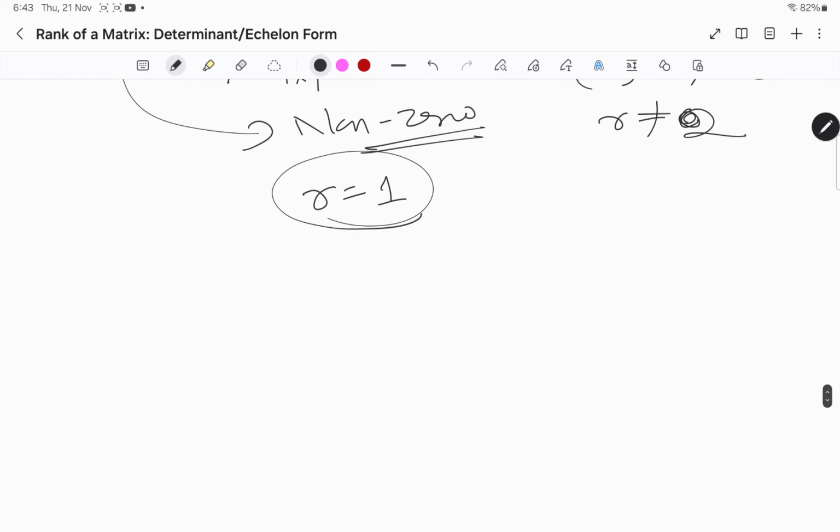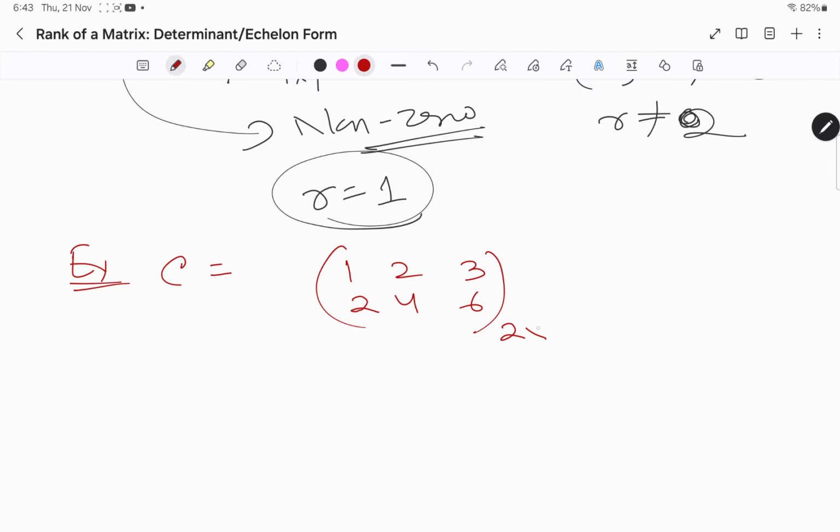If I give you one more example, suppose you are given a matrix C here. C is, suppose, 1 2 3 in the first row and 2 4 6 in the second row. The order of the matrix is 2 cross 3, 2 rows and 3 columns. So now what will be the highest order minor here? For a minor we need a square matrix. So the maximum highest order minor here will be 2.